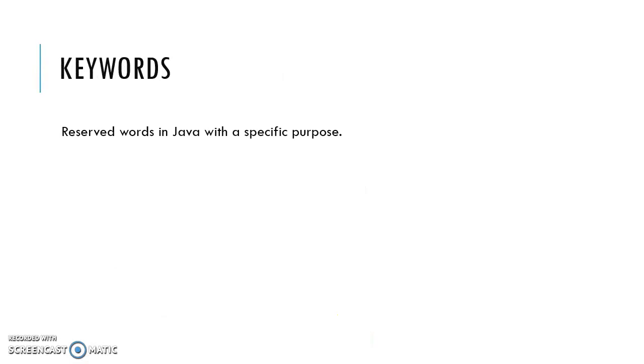Keywords. Keywords are reserved words and they have a specific purpose in Java. You can only use them for that specific purpose. For instance, the keyword new is used to create new class objects. You can only use the keyword new for this purpose. So let's say you wanted to create a variable, you couldn't call that variable new. If you tried to, you would get a compilation error where your program wouldn't compile.